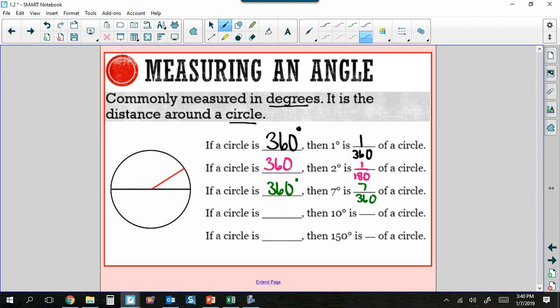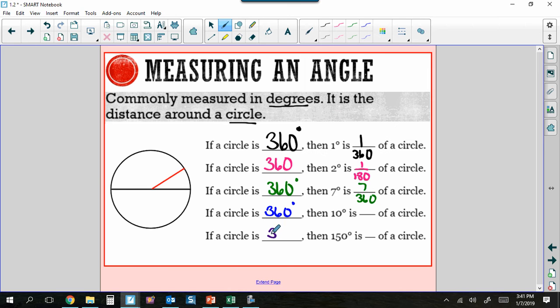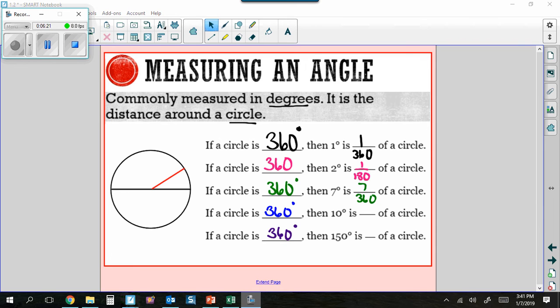So what I'd like for you to do is just take a moment real quick on the next two. If a circle is 360, so you'll fill in 360 for both of them. But I would like for you to attempt to figure out what the fraction is, or what part of a circle 10 degrees and 150 degrees are. So if you would, go ahead and pause the video, figure out both those problems. When you've got them both figured out, unpause and you can check your answer.